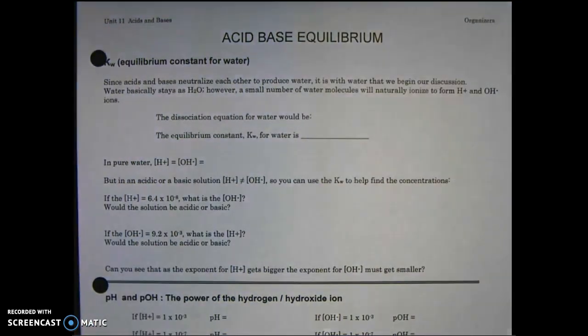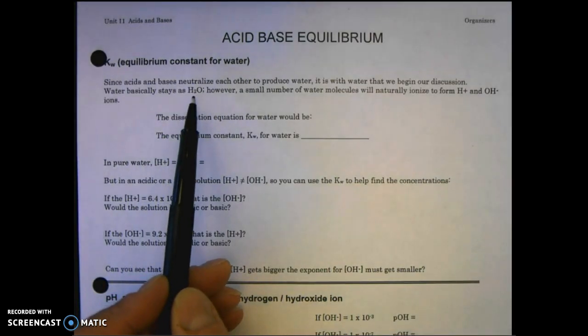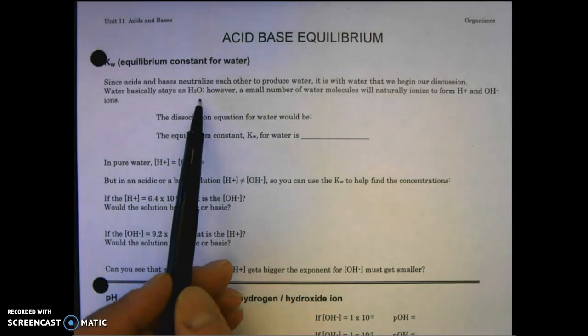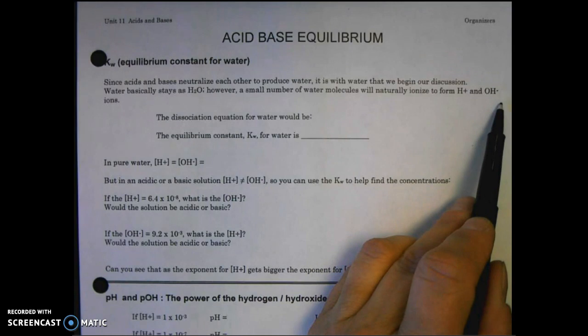equilibrium of water. So acids and bases neutralize each other. We've learned that already, and produce water. And it's the water part that we need to take a look at. So most water stays together. Most water, if you have a beaker of water, it's mostly H2O. However, a small number of water molecules will naturally ionize and form H pluses and OH minuses.